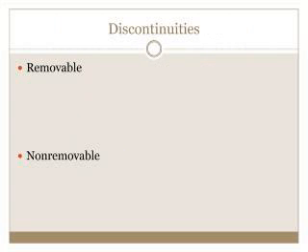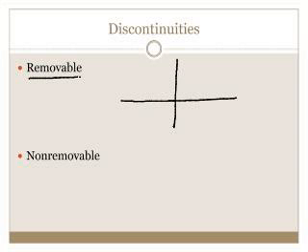Discontinuities. Well, we have two kinds of discontinuities. We either have removable or non-removable. A removable discontinuity would be a curve that basically has a hole in it. So let's say we have this function here, and at this point right here, we have a hole in it.